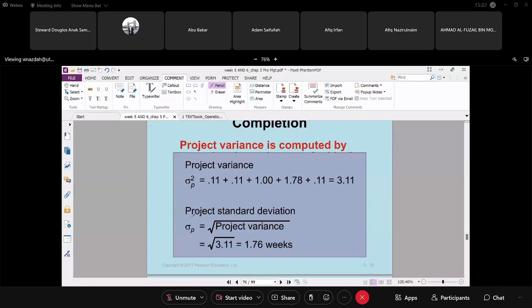So project variance. This is the variance that you have calculated for each activity. If you want to determine the project variance, it is sigma P squared. You take all the variance values on the critical path or the critical activities. If you want to determine the project standard deviation, sigma P, you just take the square root of the project variance.